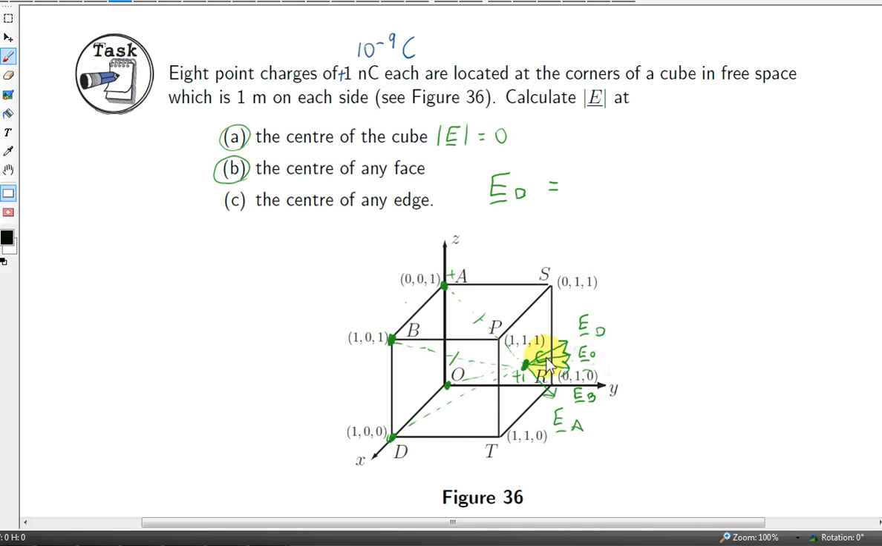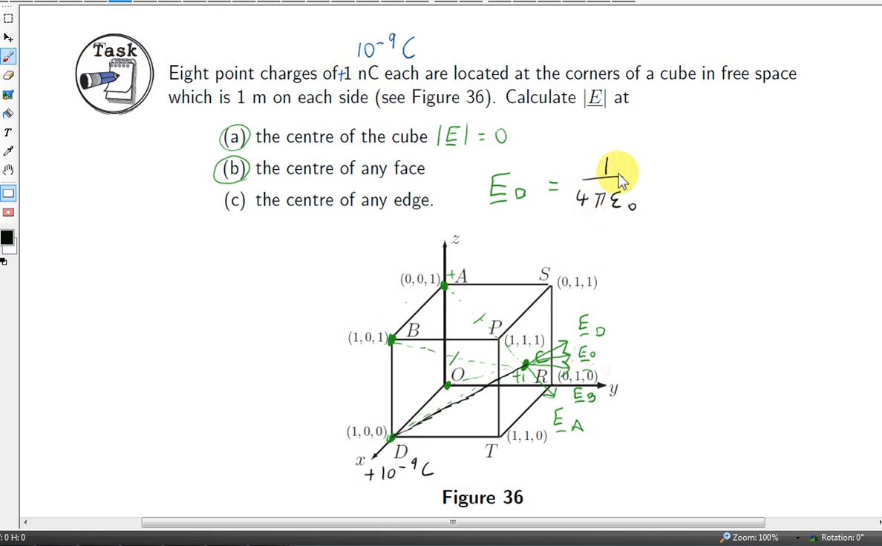Now let's see how we get vector ED. Well, we need the distance of D to the point C. We also need a charge at D. Well, we know that. It's 10 to the minus 9 coulombs.